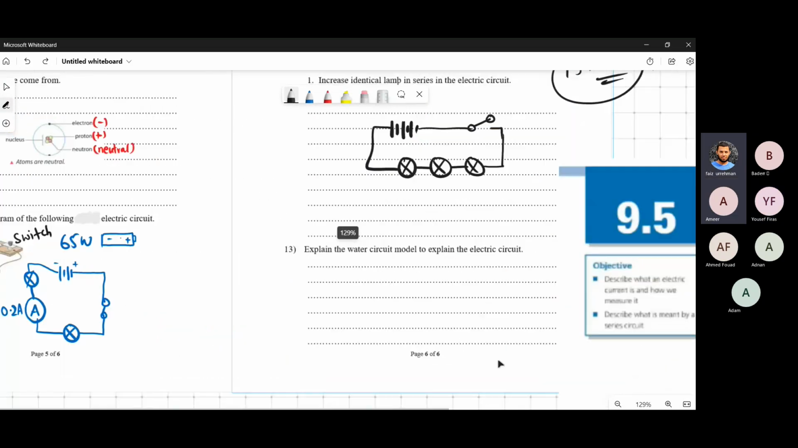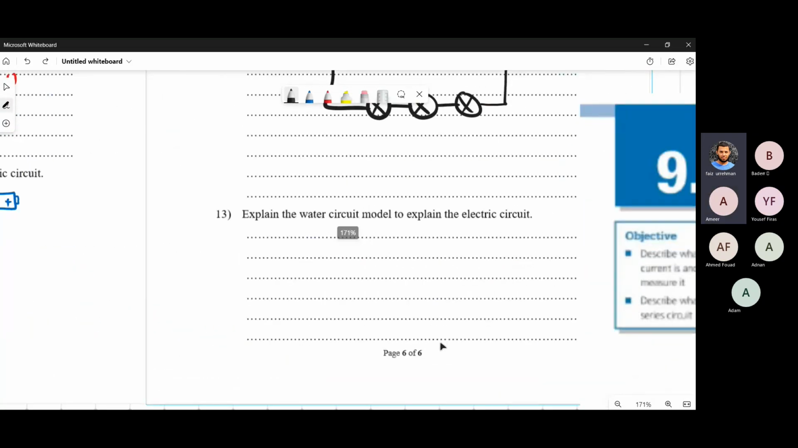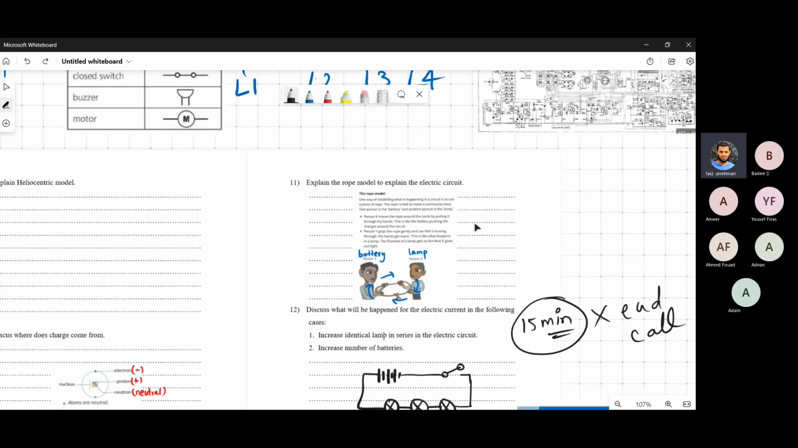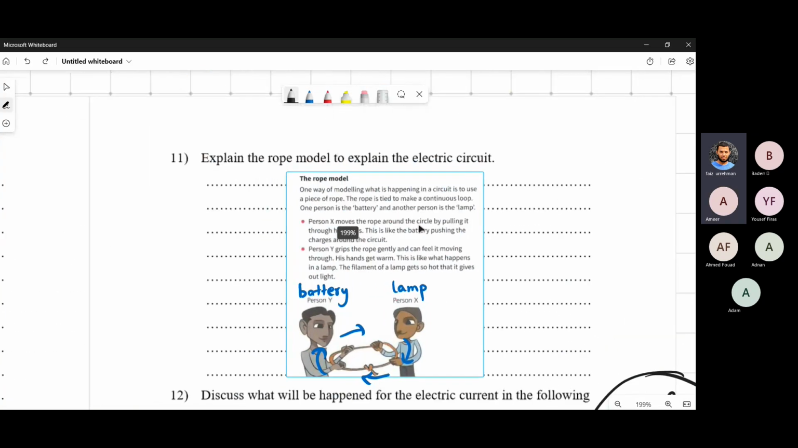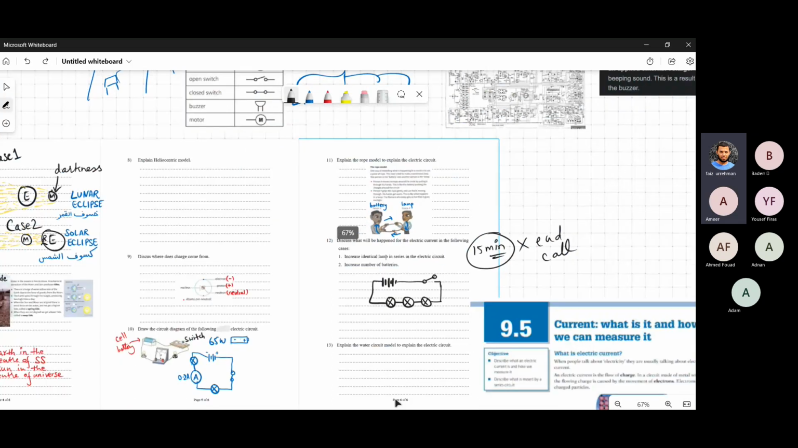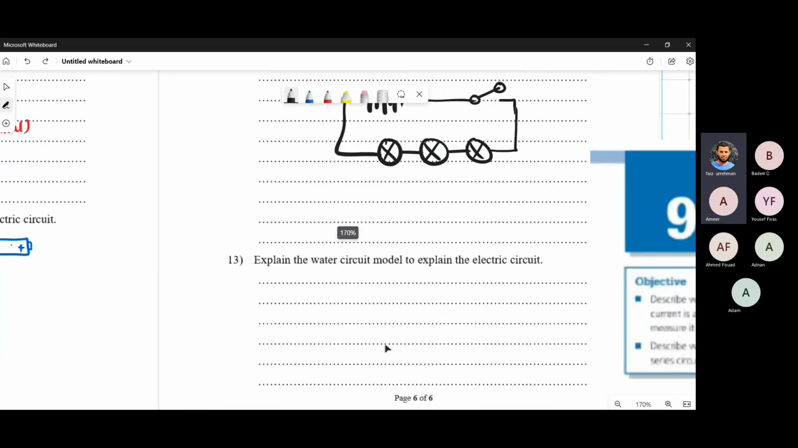Now, last one, explain the water circuit model. They explained the electric circuit earlier through what example? Rope model. Now they are explaining the electric circuit through another model. What model? Water circuit model.